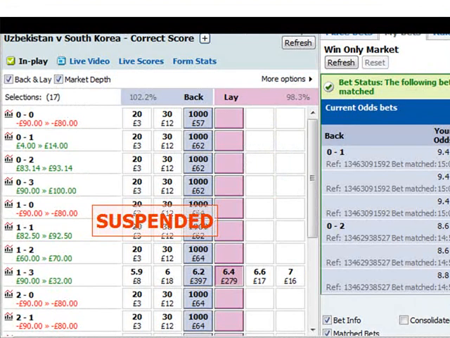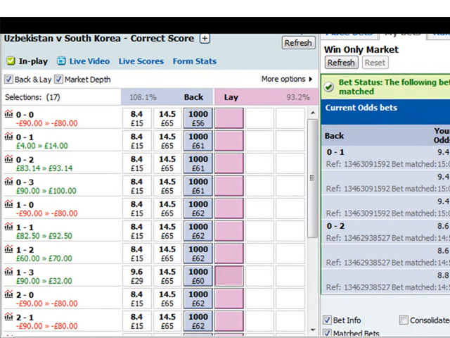So we perhaps really want to kind of look at laying the 1-3, and I put in a lay at sixes for £15. So we've got a potential £120 profit if it stays 1-3, and we have a potential profit of £60 on any other score.